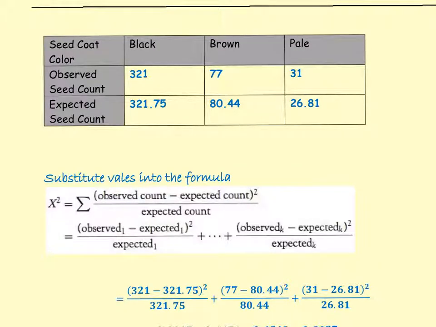Now this table gives us everything that we have so far. The observed counts are given in the question. So that's 321 black, 77 brown, and 31 pale. The expected counts are calculated based on assuming that the genetic law is true, and that's what we've seen in the previous slide.